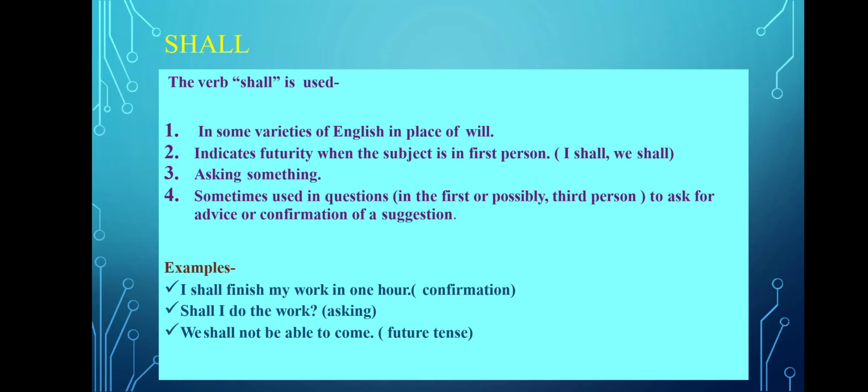Examples: I shall finish my work in 1 hour. So it's a confirmation. You are confirming that I shall finish my work within 1 hour. Shall I do the work? Asking. We shall not be able to come. Future tense. So you are saying something about your future, about any action that you will be doing in future.